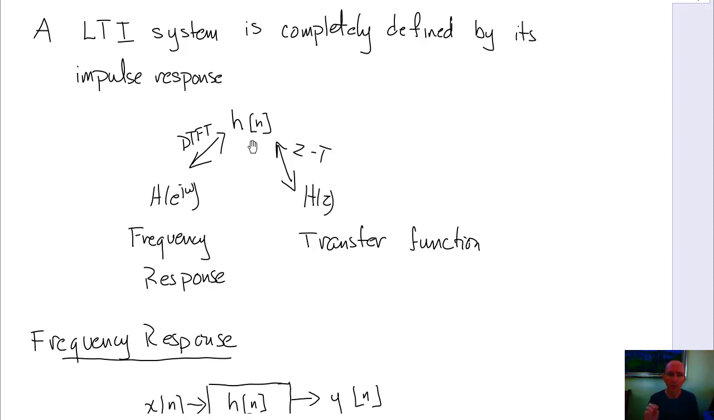Now, if we take the Fourier transform of h of n, we get H of e to the j omega, and that's what we call the frequency response. Okay, so a frequency response is basically the Fourier transform of the impulse response. As an aside, we know that if we take the z transform of the impulse response, we get what we call the transfer function.